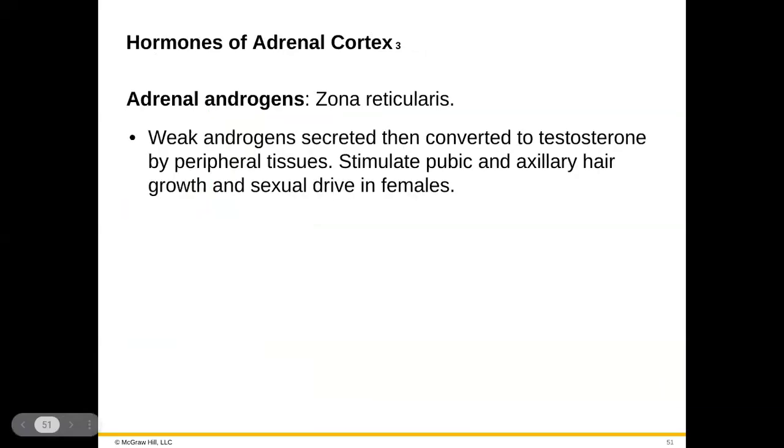Now, talking about adrenal androgens, or what we'll refer to as sex hormones, this is going to happen in the zona reticularis. These are different weak androgens that are going to be secreted and converted to testosterone in peripheral tissues. This is really what's starting to regulate and create your secondary sex characteristics, pubic hair, axillary hair. This will increase sex drive in females. This is what's really forming your secondary sex characteristics, the adrenal androgens from the zona reticularis of the adrenal cortex.